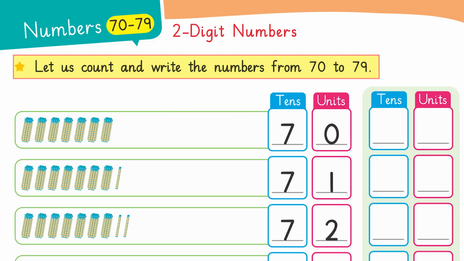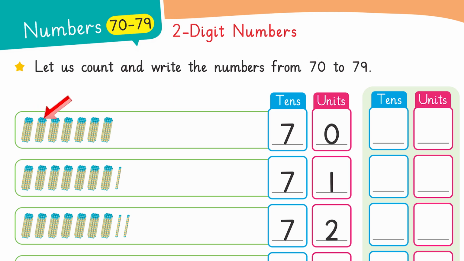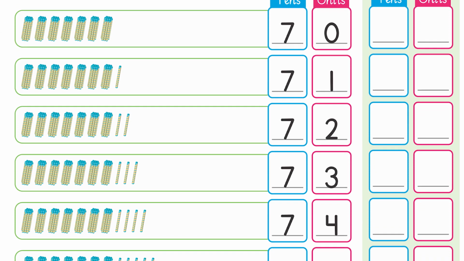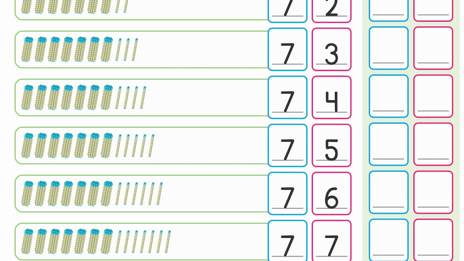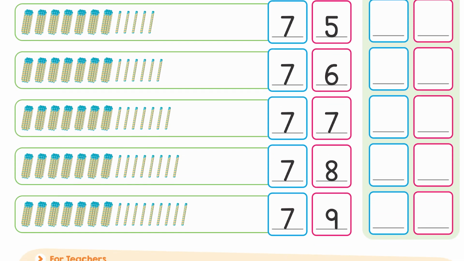Again, it is the same thing that you have to count and write the numbers from 70 to 79. Don't forget count in tens and units. Like, let's count 70 together. 10, 20, 30, 40, 50, 60 and 70. And when we add one unit to it, 71. So count in tens and units, write the counting.